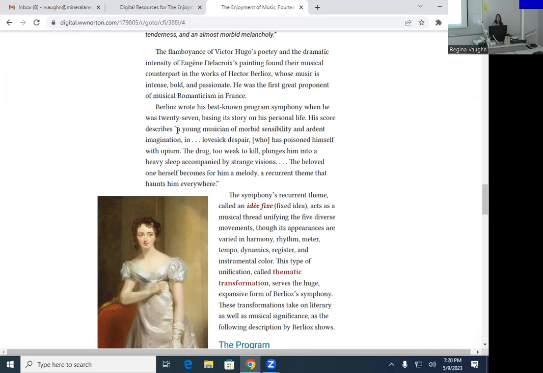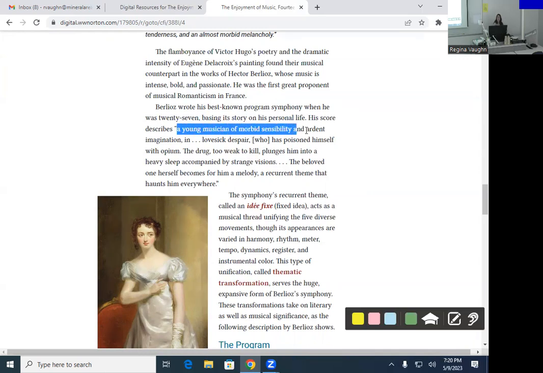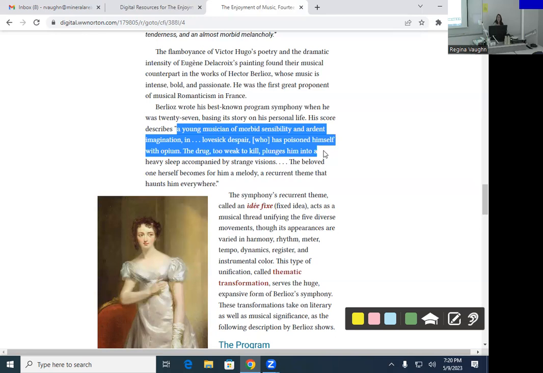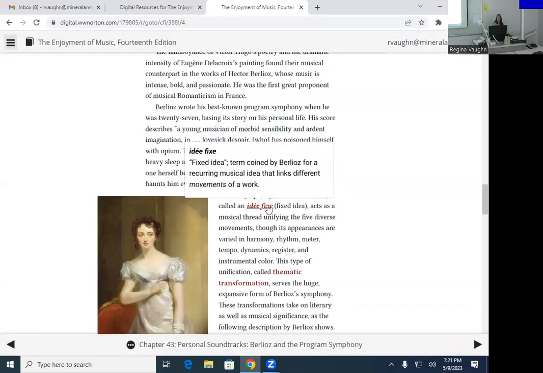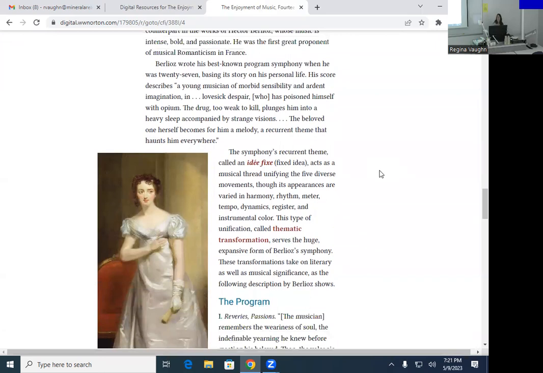His score describes, and this is a quote from the score, a young musician of morbid sensibility and ardent imagination in lovesick despair, who has poisoned himself with opium. The drug is too weak to kill, but it plunges him into a heavy sleep accompanied by strange visions. The beloved one herself becomes for him a melody, a recurrent theme that haunts him everywhere. That's the Idée fixe. It's a series of notes that is meant to represent this woman that he's in love with, that he, you know, for whatever reason can't have.